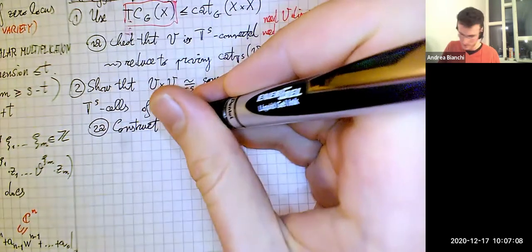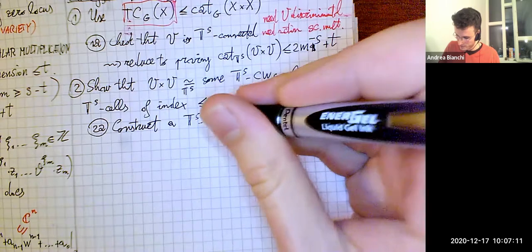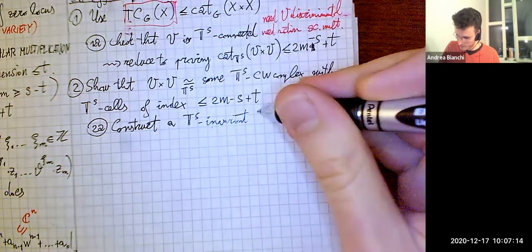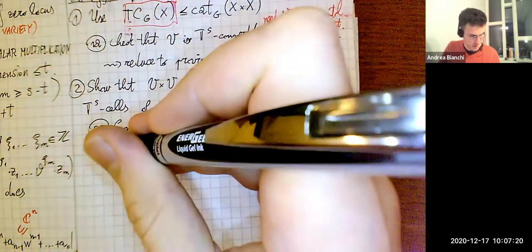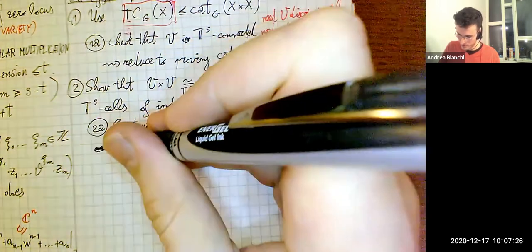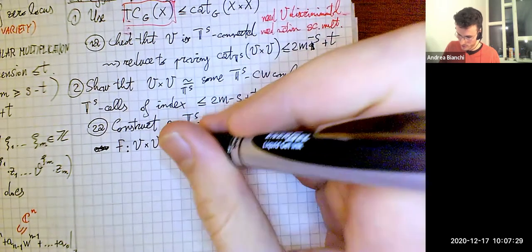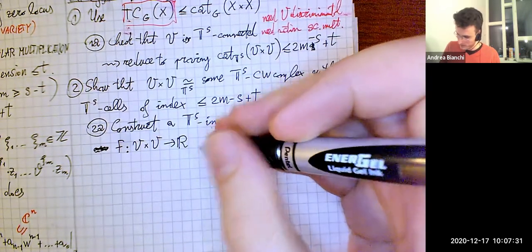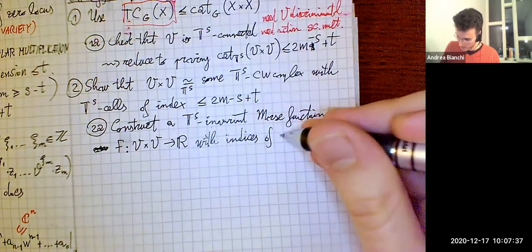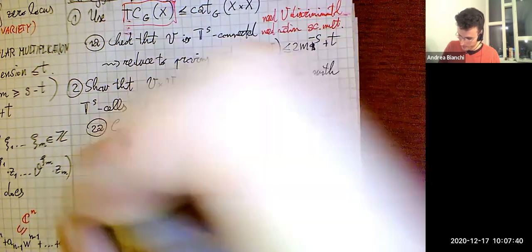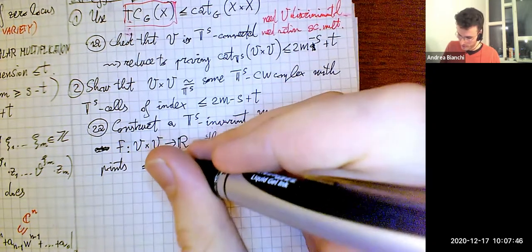construct a TS invariant Morse function on, well, let me call it f from V times V into R, with indices of critical points being at most 2m minus s plus t.